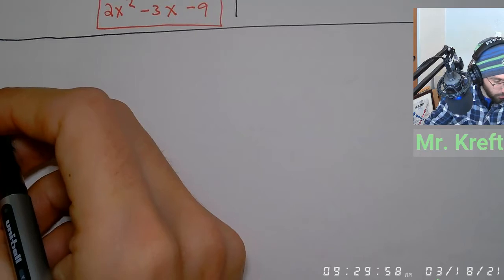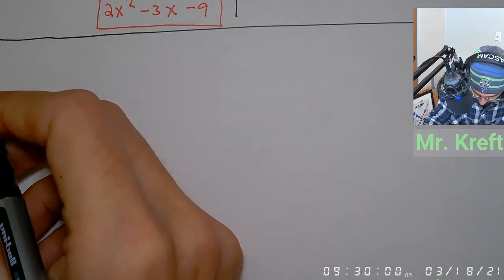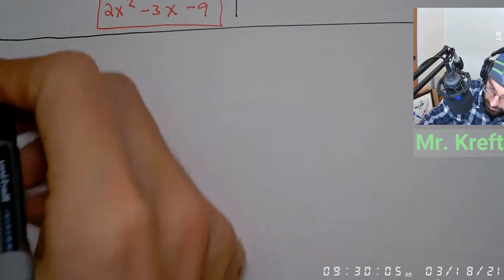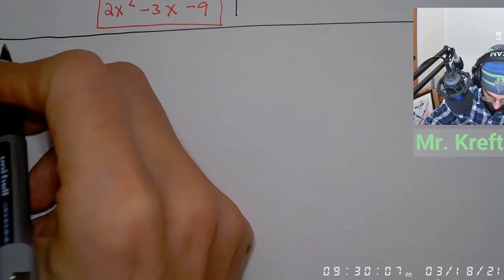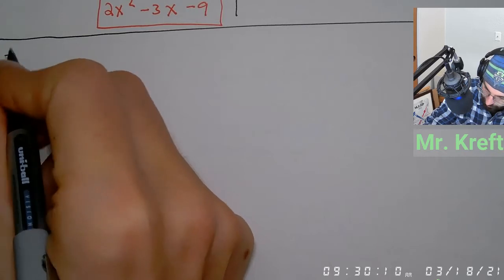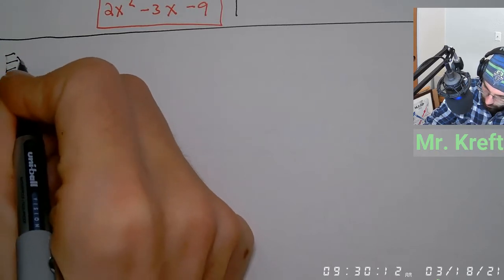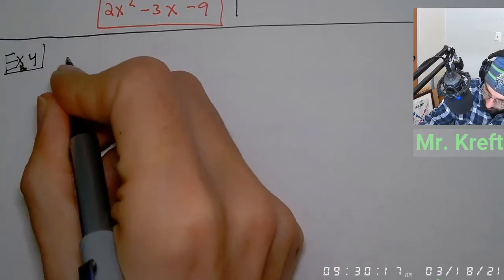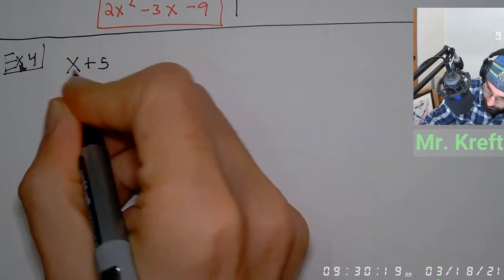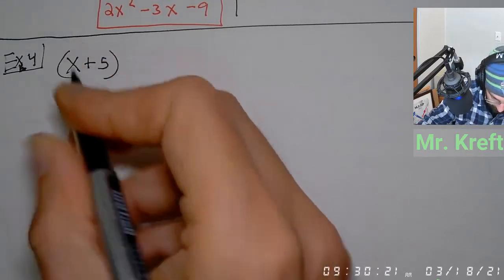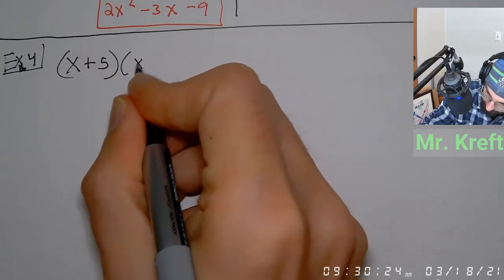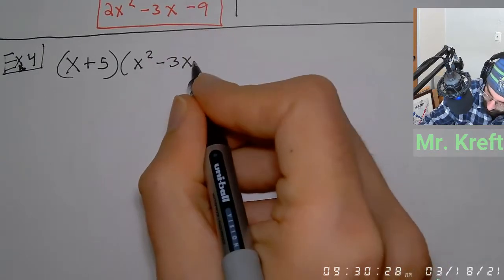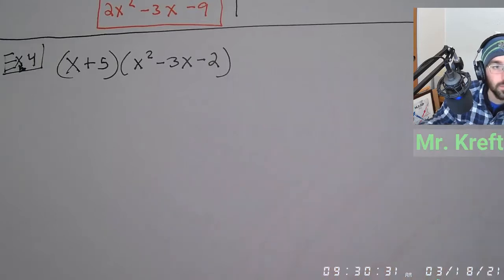So then we're going to throw a wrench into this. Now what we're going to do is something just a little bit different. Let's try this one. This is example 4. So let's try this one: the quantity x plus 5, and then we're going to multiply this by x squared minus 3x minus 2.